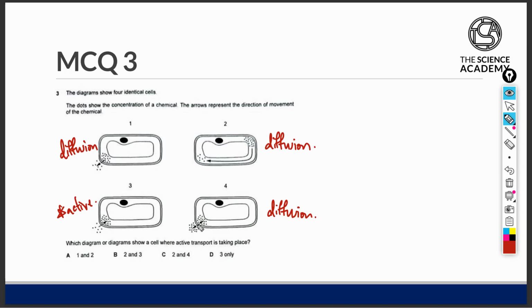Which diagram or diagrams show a cell where active transport is taking place? Therefore, only option 3 shows that active transport of the chemical is taking place, specifically moving into the cell.